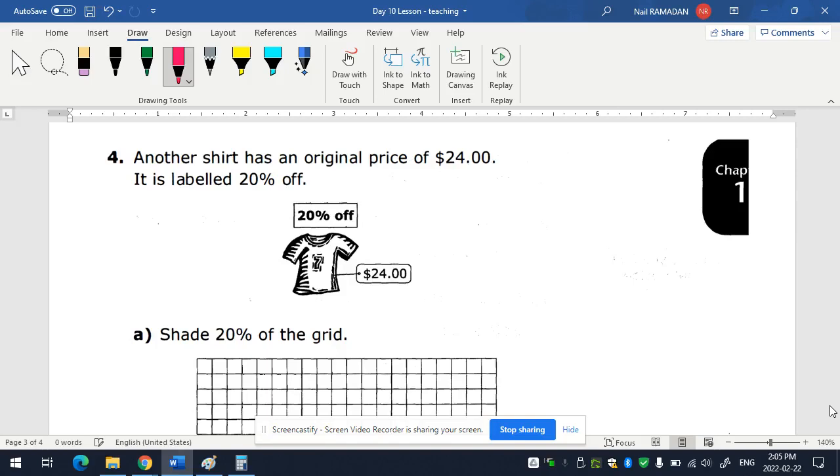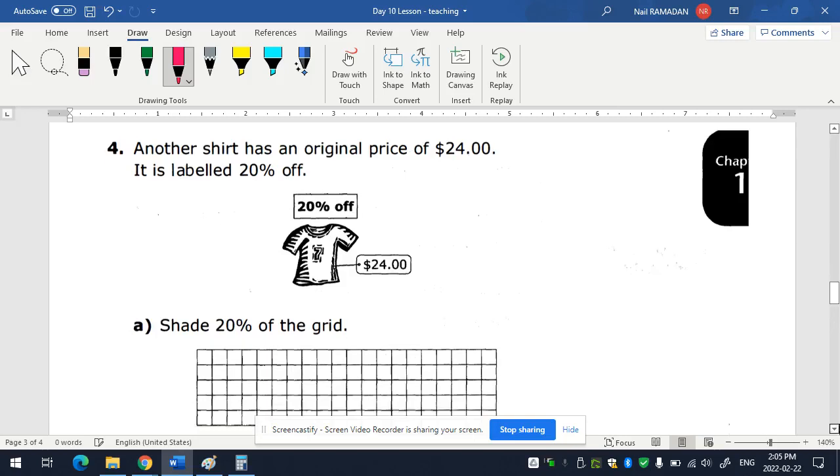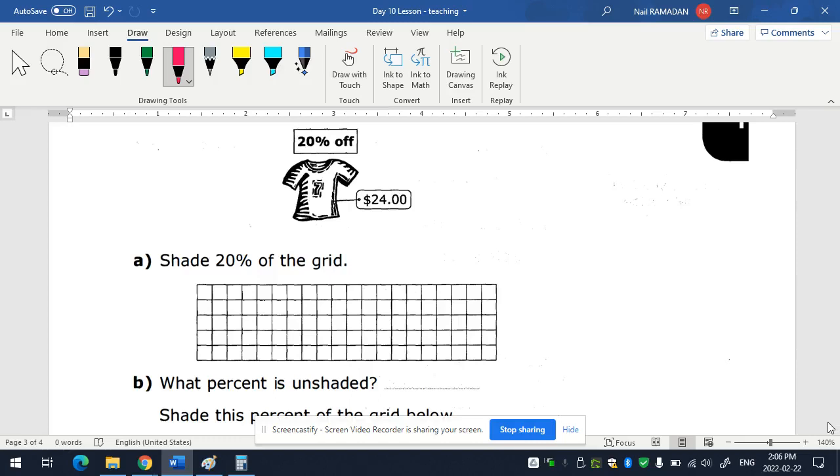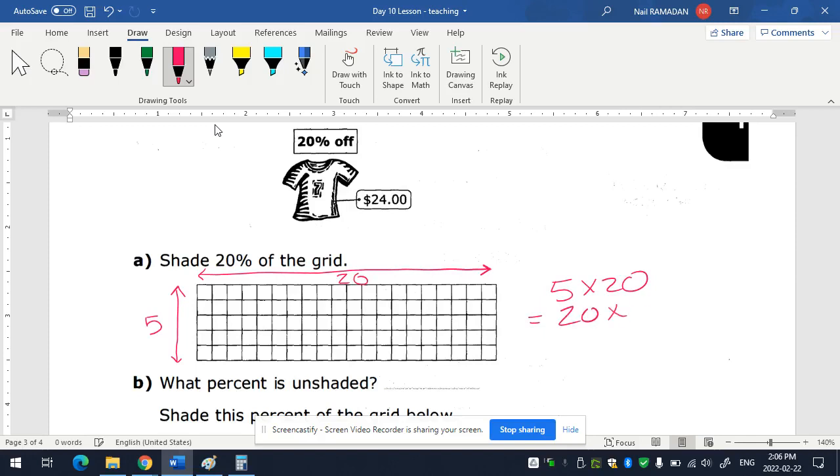Another shirt has an original price of 24. So it's cheaper, but it has less discount. Shade 20% of the grid. Let's hope the grid is 100. Yeah, it looks like it. Everyone, I want you to write 5 here. Those are 5 and those are 20s. 20 this way, which means 5 times 20 is the same as 20 times 5, which means 100 squares.